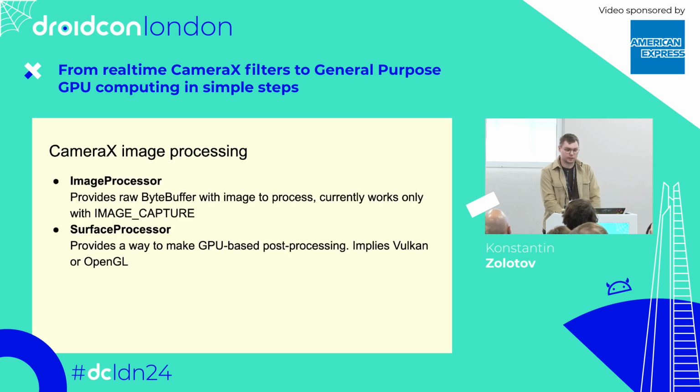So I started exploring CameraX and found out that there is a thing called camera effect that gives you the opportunity to modify the image. There are two options at the moment. Image processor, which is a simplified version, gives you the byte buffer with the image, so you can do the processing in your code, whatever you like. It's just the raw buffer. You can do Kotlin, Java, you can write C++ code, whatever you want.